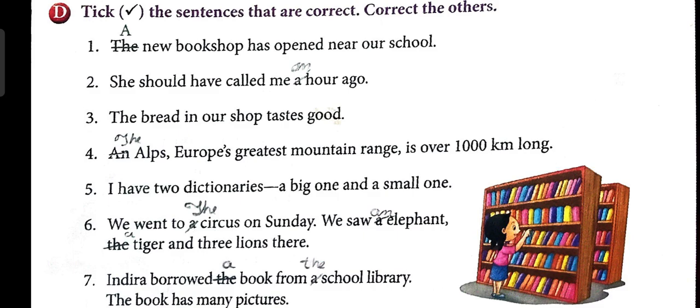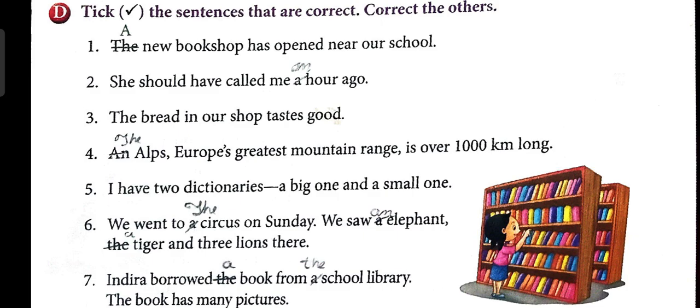In the first question, that is already done: the new bookshop has opened near our school. So in the place of the, we will use a. On question number 2, in the place of a, we will use an. She should have called me an hour ago. If I talk about question number 3, the is the correct answer.